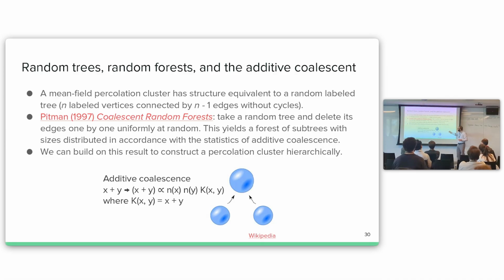And so we can build on this result to construct a percolation cluster hierarchically, with an associated hierarchical decomposition, this binary tree associated with the cluster itself. So there are two trees. There's the percolation cluster, which is a random labeled tree, and we also have this binary hierarchical tree, which I think of as the tree of latent features.